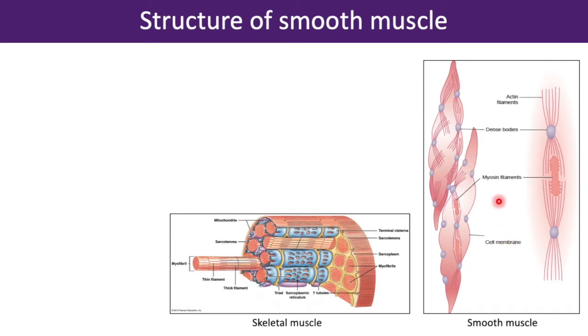This figure shows the structure of smooth muscle. This is the structure of one individual contractile unit.